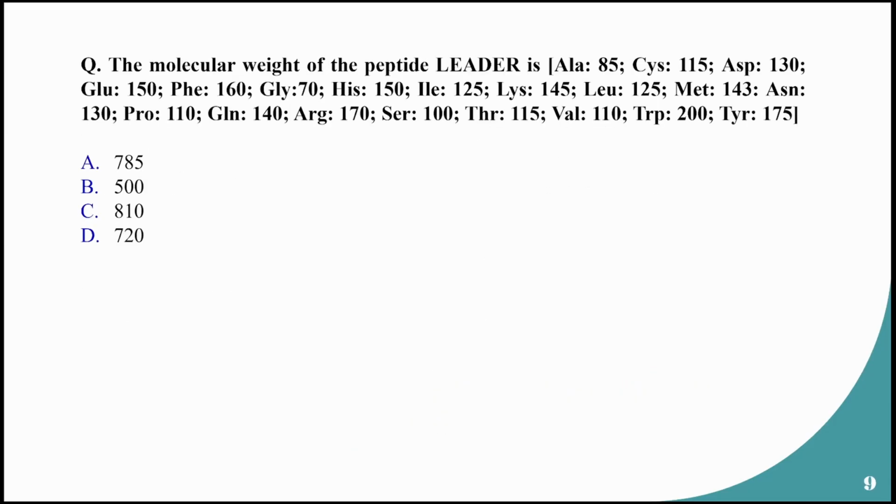Okay. This is a very simple one. Could you try to calculate the molecular weight of this given peptide? Again, a very simple kind of numeric question. All of the molecular weights for the individual amino acids are provided here, right? So you have to just calculate the molecular weight for the peptide sequence. And you have to try to remember if there is any catch in the calculation.